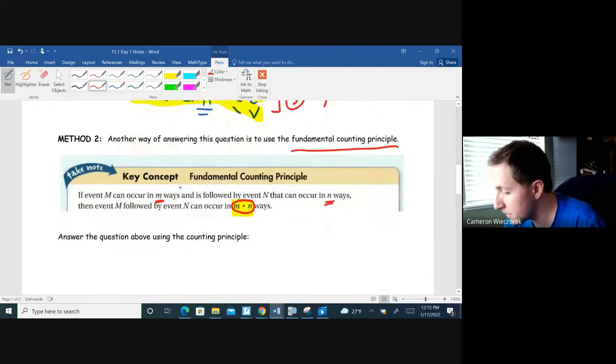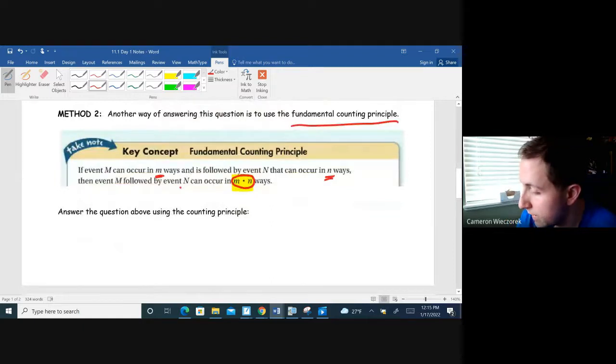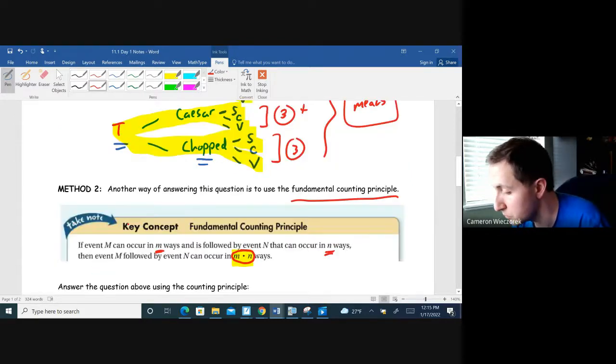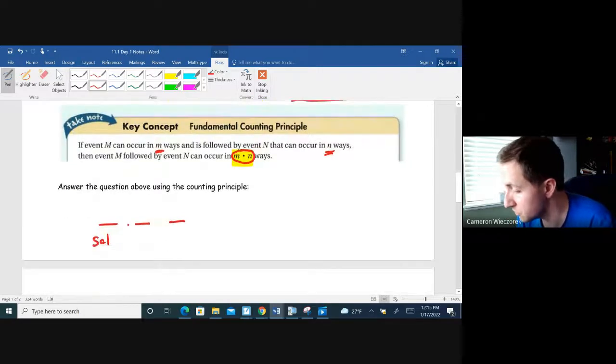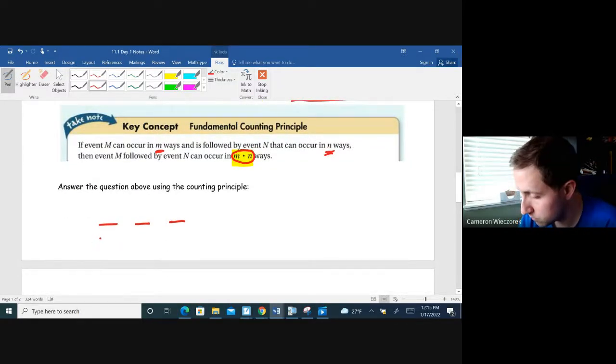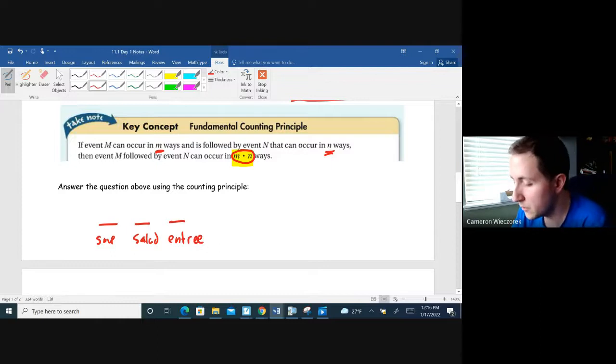We want to know how many possible meals there are. And there were 3 categories that I was interested in. So what I usually do is make little fill in the blanks. I've got my salad, or I guess what came first? Soup or salad? We had soup first, so I'm going to do soup first. We had soup, salad, and entree.